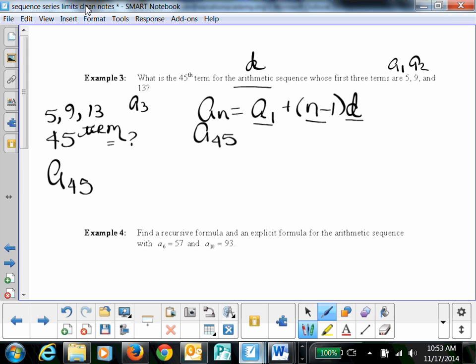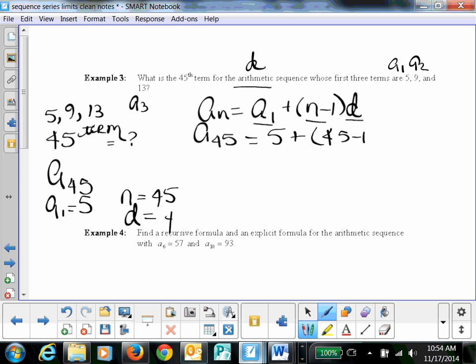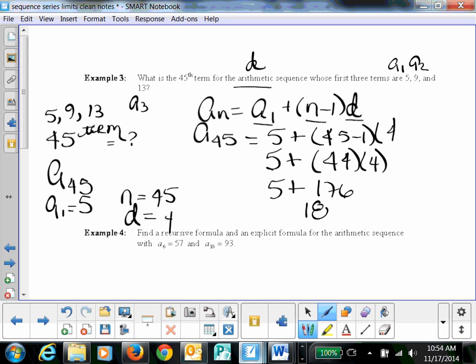So do I know what a sub 1 is? Good. Do I know what my n is? Yep, it's the 45th term, so it's 45. Do I know what my d is? Yep, because I'm going up by 4s each time. And so again, it becomes a plug and chug. So that equals 5 plus 45 minus 1 times 4. So 5 plus 44 times 4. 5 plus, is this 176? So what is a sub 45? What's the 45th term? 181.